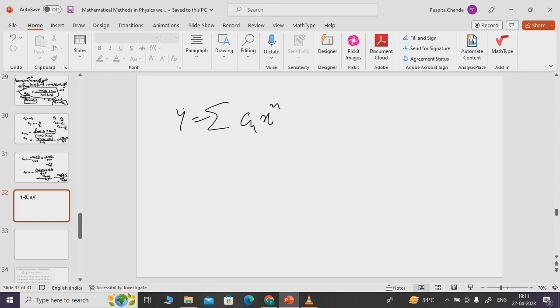So why have we assumed Cn x to the power n? Here we assume that n should not be a negative value, because if there is a C minus n like C minus 1, there will be x to the power minus 1. We are not assuming that x to the power minus 1 is there in the power series solution. That is why there is a boundary, the coefficient should not go into negative.